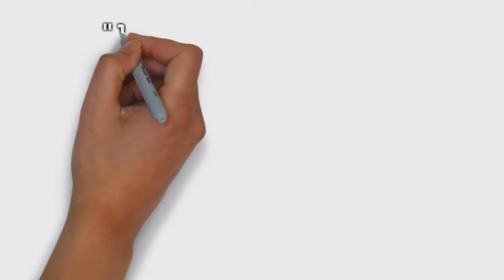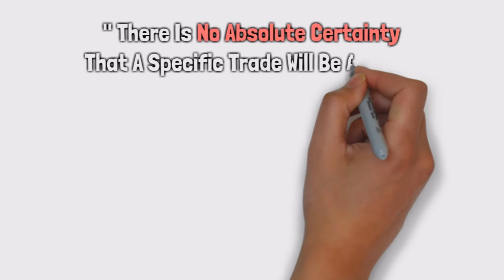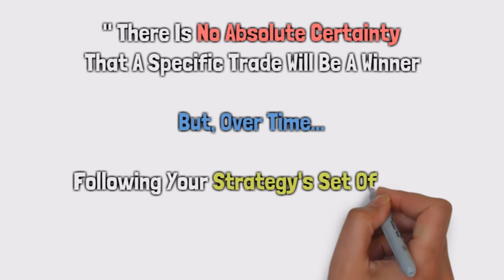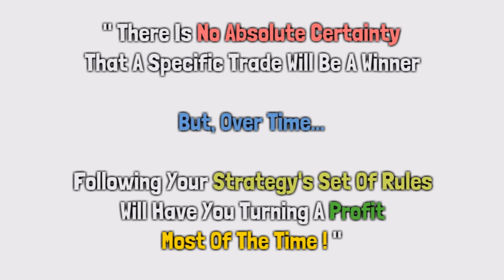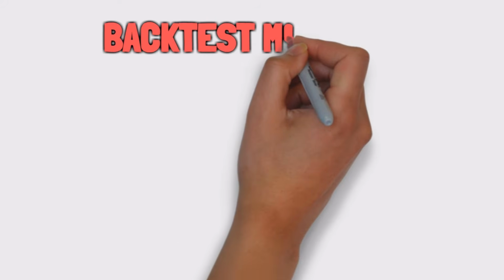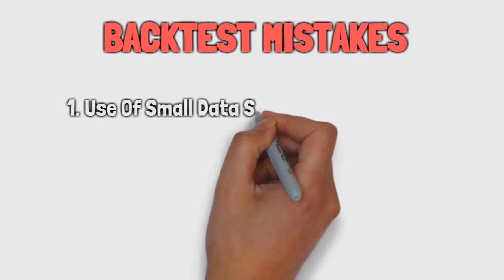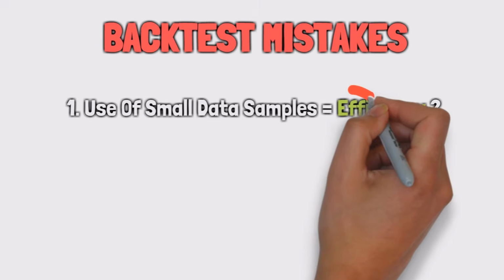It could be said that there is no absolute certainty that a specific trade will be a winner, but you can establish that over time, following your strategy's set of rules will have you turning a profit most of the time. This is really where backtesting is crucial. But there are a few mistakes that the majority of traders make when backtesting. The first one is the use of a small amount of data, and as such, it does not validate the real efficiency of the strategy.